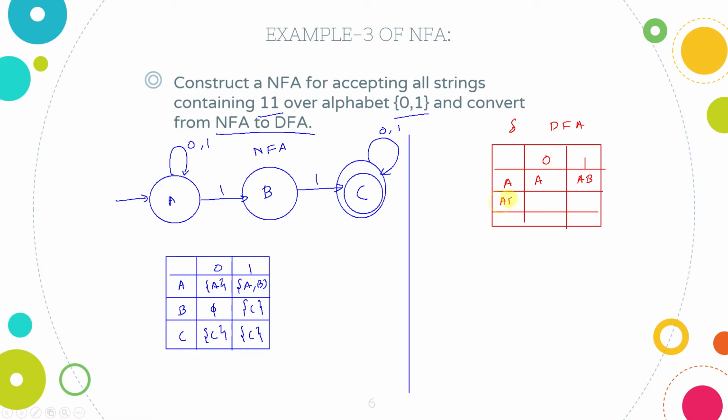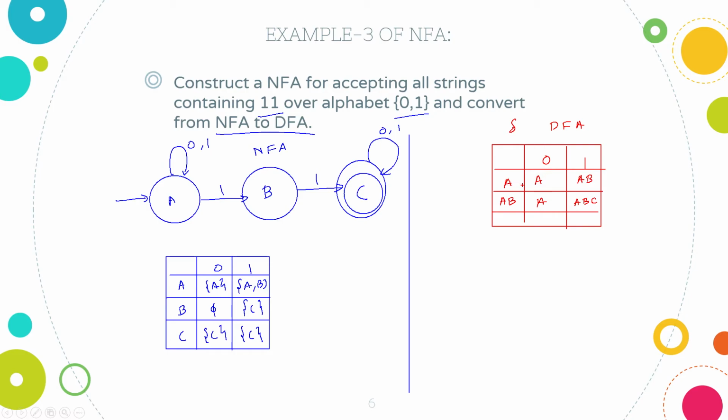Now for the state AB, what we do is we'll do union operation first and then do the concatenation operation. So in state AB, if you get a 0, you do concatenation operation of A and null set and you get state A. So you go to state A and you get 1, you do the concatenation of A, B and C and you create a new state called ABC. Okay.